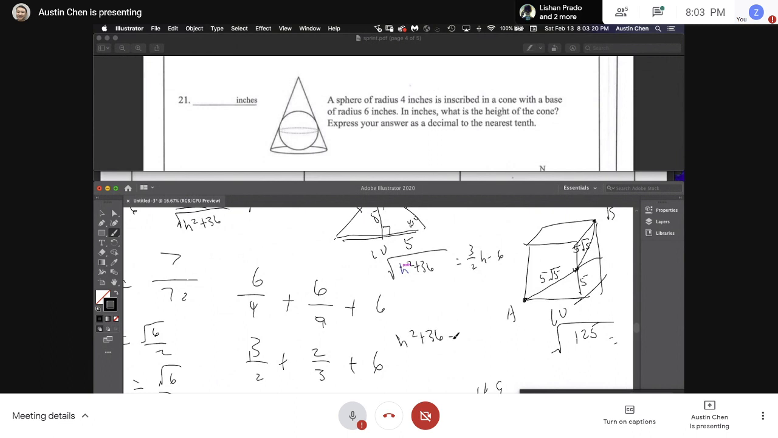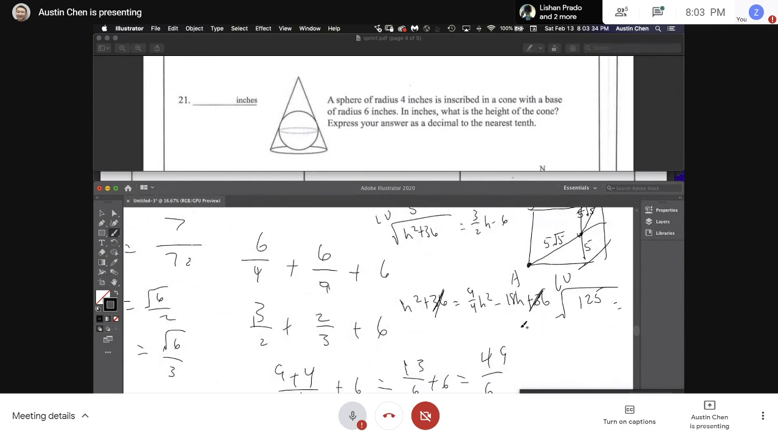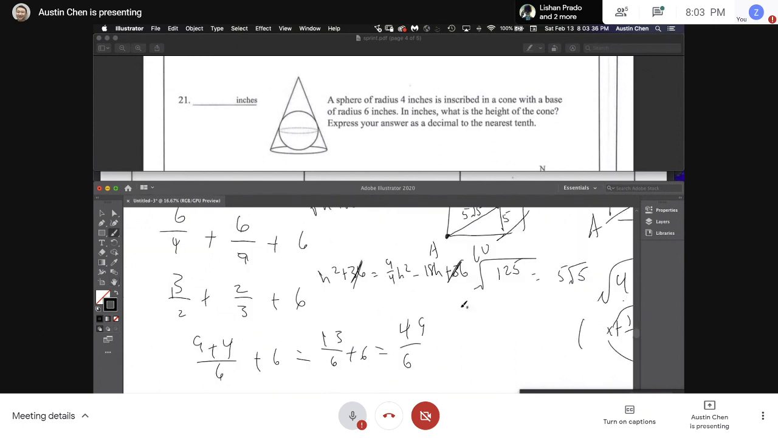h squared plus 36 is equal to 9/4 h squared minus 18h plus 36. And the 36 cancel, which is the really nice part.